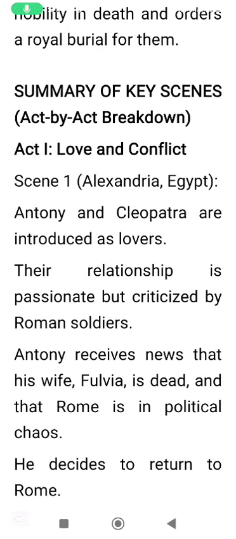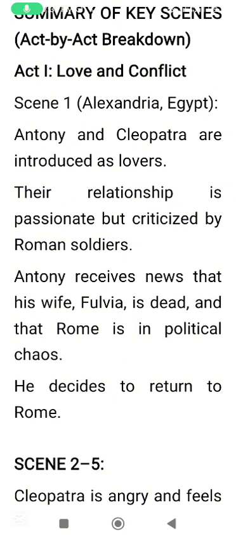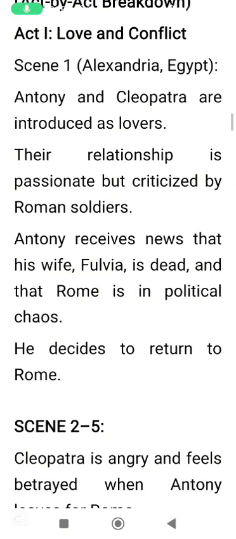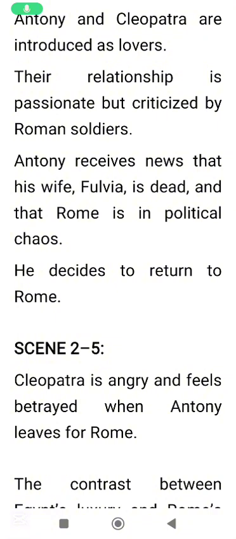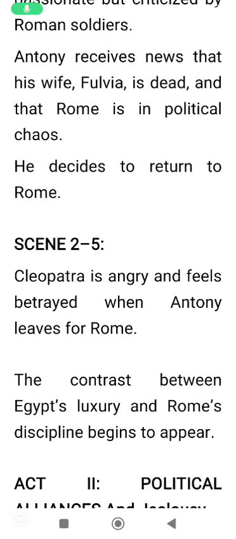So we go through the scenes act by act. We have scene one, which happens in Egypt, where Antony and Cleopatra are introduced as lovers. Their relationship is passionate but criticized by Roman soldiers, one of them being Caesar. Then Antony receives news that his wife, Fulvia, is dead and that Rome is in political chaos. So he decides to return to Rome.